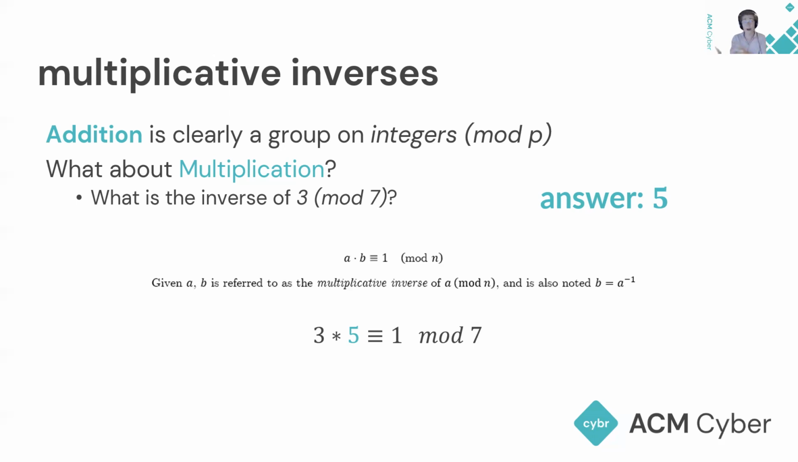But 3 times 5 is 15. You subtract 7 and you get 8, and then you subtract 7 again and you get 1, right? So by going 3 times 5, we went around the clock twice and arrived at 1. Therefore 3 and 5 are inverses of each other in the mod 7 universe. Another thing is that we can write it like this: 5 is congruent to the inverse of 3 mod 7.